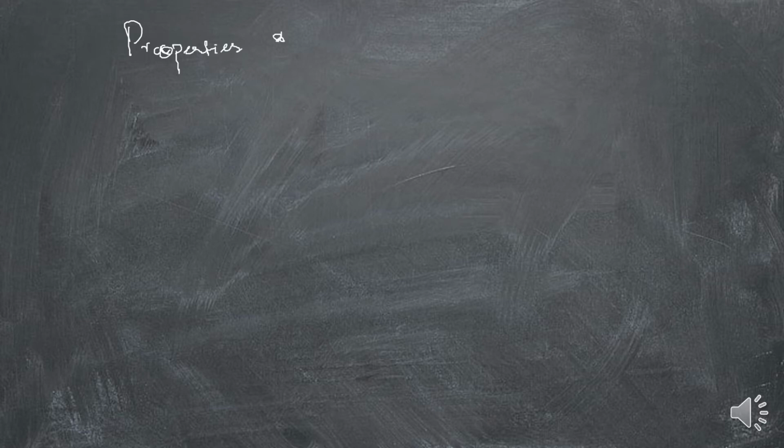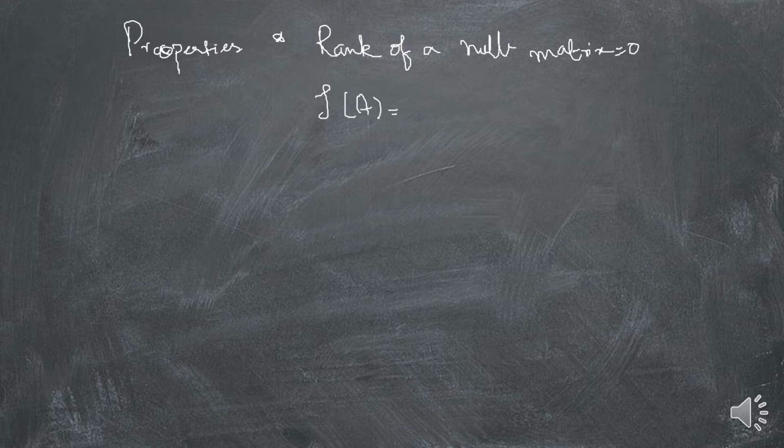First, rank of a null matrix is 0. Next, rank of A will be equal to rank of A transpose. So sometimes in your exam they might give you A and ask you to find the rank of A transpose. At that time you can easily write it just by finding the rank of A. So this is one property.